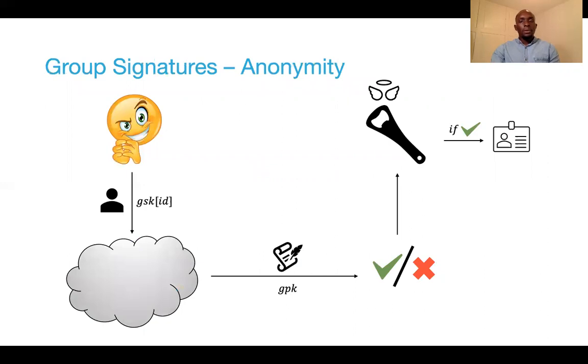The anonymity requirement of a group signature scheme is that as long as the opener is honest, and even if the issuer is corrupt, no information about the signer of a message can be inferred by a computationally bounded adversary.